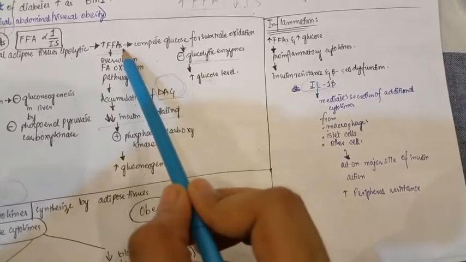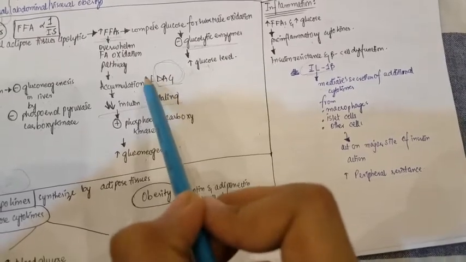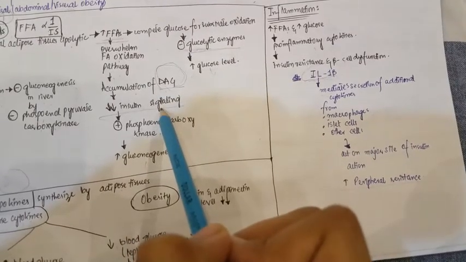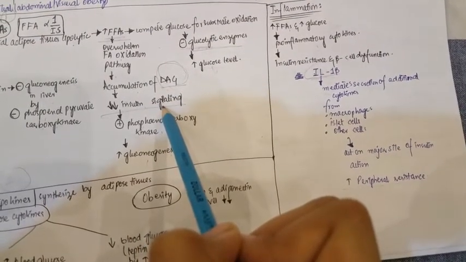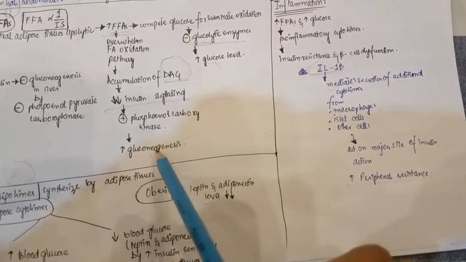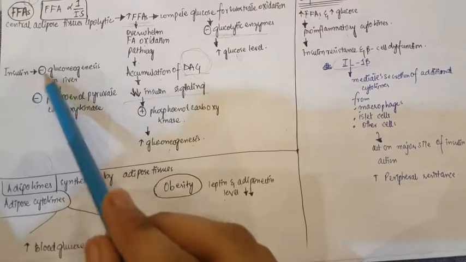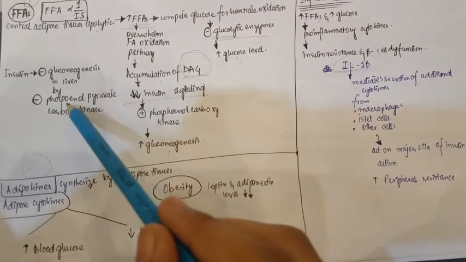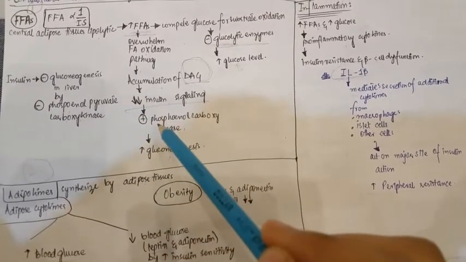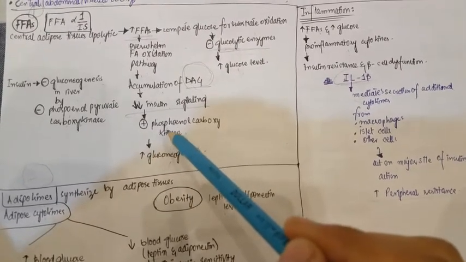As the level of free fatty acids increases, it overwhelms the fatty acid oxidation pathway, which results in DAG accumulation, DAG being diacylglycerol. When there is an increased level of diacylglycerol, it results in a decreased insulin signaling pathway, and when there is a decreased insulin signaling pathway, it stimulates phosphoenolpyruvate carboxykinase, which ultimately increases gluconeogenesis. What is the role of phosphoenolpyruvate carboxykinase? Normally, insulin inhibits gluconeogenesis in the liver by inhibiting phosphoenolpyruvate carboxykinase. But when there is no insulin, there will be no inhibition of phosphoenolpyruvate carboxykinase, and ultimately it will be stimulated.